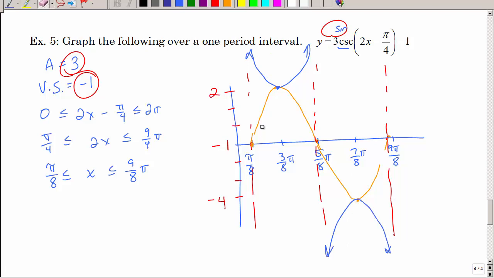Now, if you wanted to, it's real easy on a computer. I could go back and erase my sine wave so you can just see your cosecant wave. So graph it just like sine, then just put in your asymptotes and flip the things.